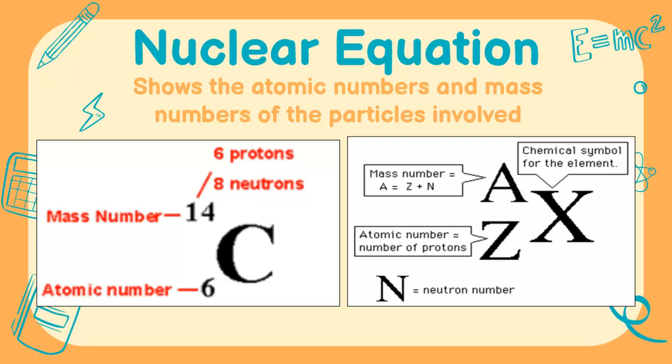A nuclear equation shows the atomic number and mass number of the particles involved. In a nuclear equation, we use isotope notation to see how an atom has changed after a radioactive decay has occurred. Remember that isotope notation means that the mass number, which is protons plus neutrons, is on top, and the atomic number, which is only protons, is at the bottom.